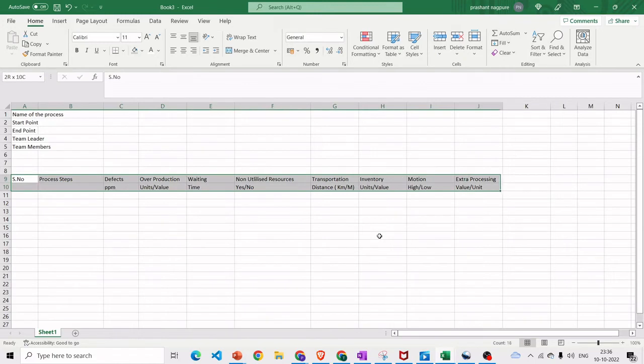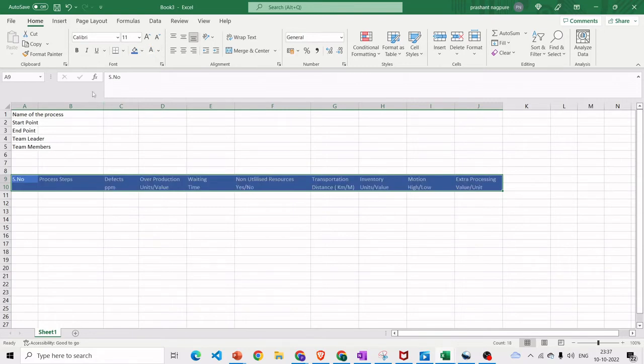Let's give this some nice color. Use blue and white and some bold.